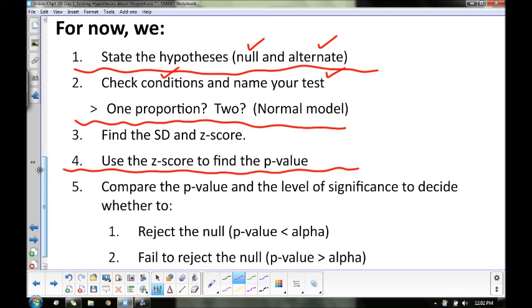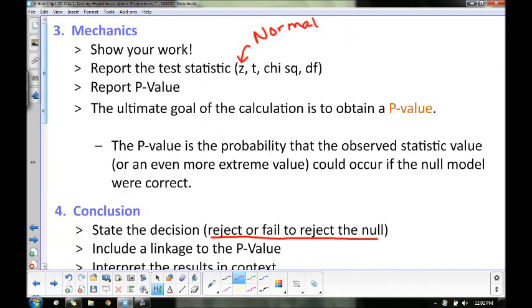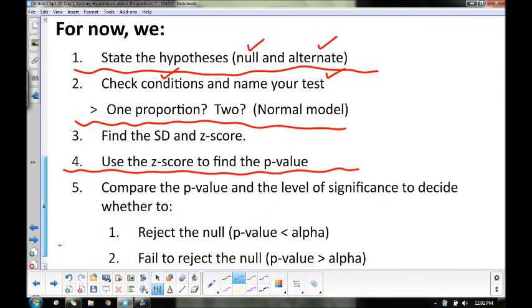Okay? So make sure you understand either your four steps, hypothesis, test, mechanics, and conclusion, or the more specific broken down approach. State the hypothesis, conditions and test, show all of your work finding the standard deviation, z-score, and p-value. Compare the p-value to the alpha and decide whether or not you reject or fail to reject the null.